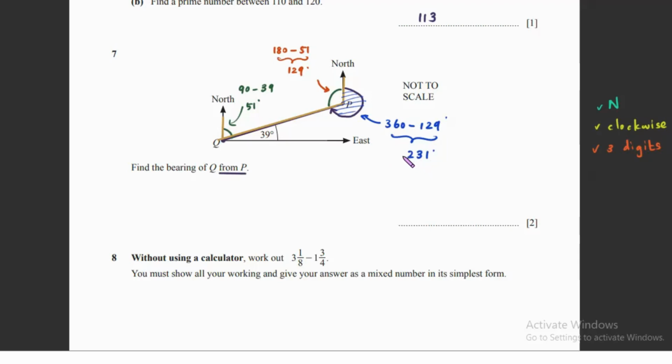So there is no need for us to add a 0. Suppose if you get your answer in the form of 2 digits, if it's a 2-digit number, definitely you have to add a 0 in front. So that's a rule for bearing. Let's move on to question 8.